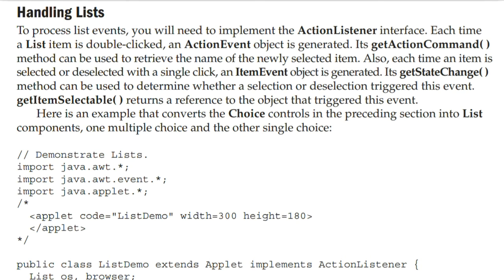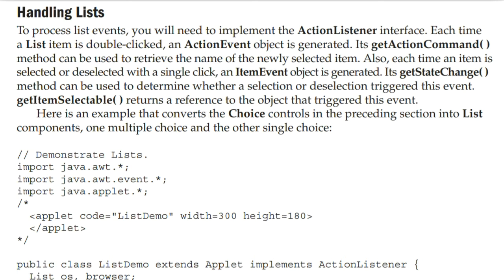Handling lists. To process list events, you will need to implement the ActionListener interface. Each time a list item is double-clicked, an action event object is generated. Its getActionCommand method can be used to retrieve the name of the newly selected item.